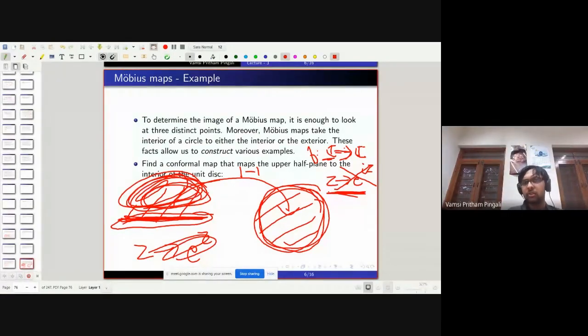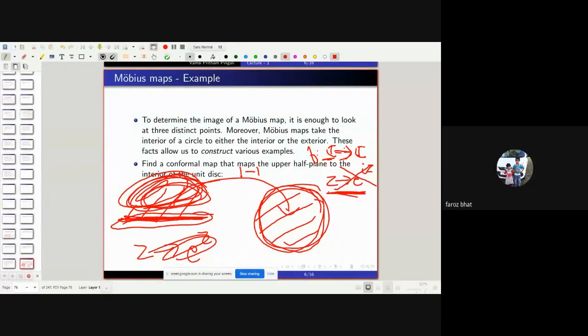Sorry? Sir, we can suppose that such a map is (az + b) over (cz + d). Then we can simplify it by using the properties of the upper half plane.